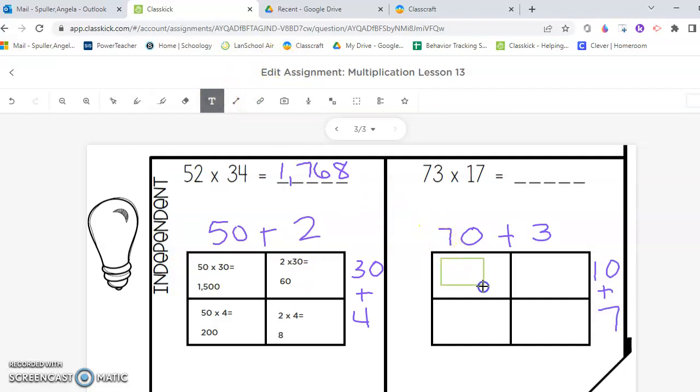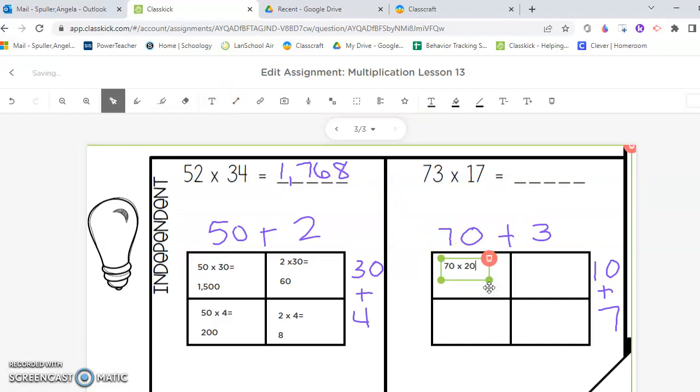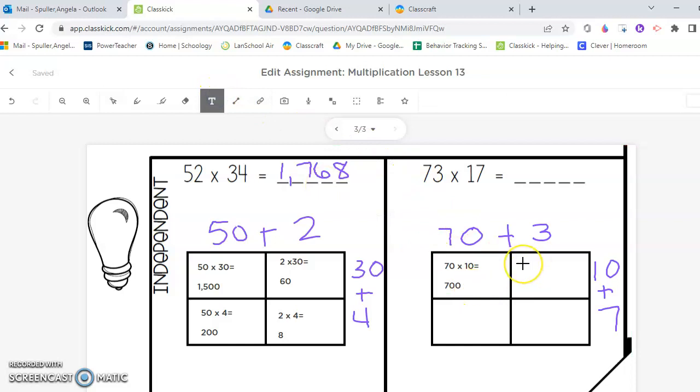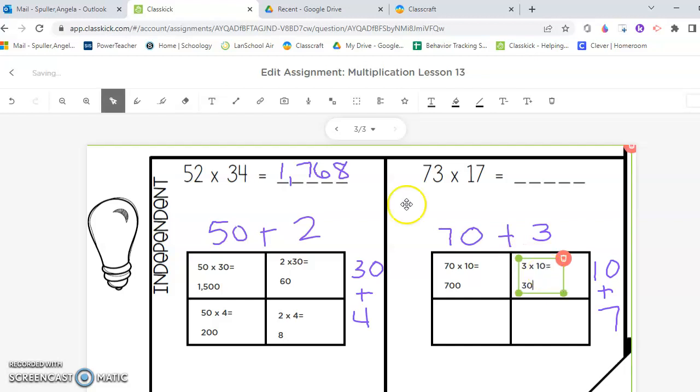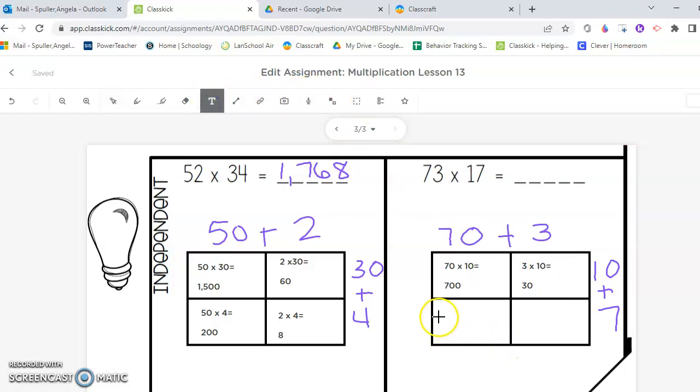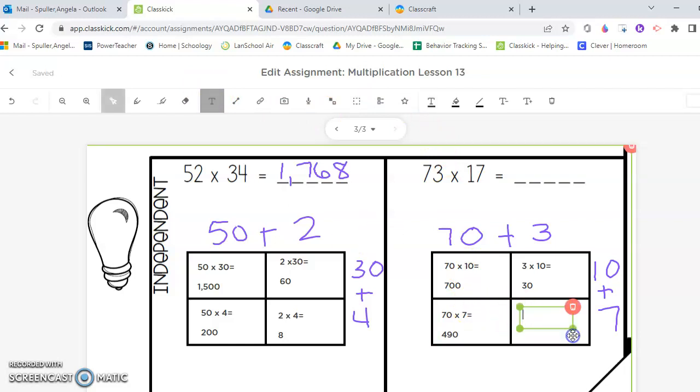All right, so here we have 70 times 10, 10, not 20, equals 7 times 1 is 7, add 2 zeros. All right, here we have 3 times 10 equals, that gives me 30. Here I have 70 times 7 equals, 7 times 7 is 49, add the zero. And last but not least, we get 3 times 7 equals 21.